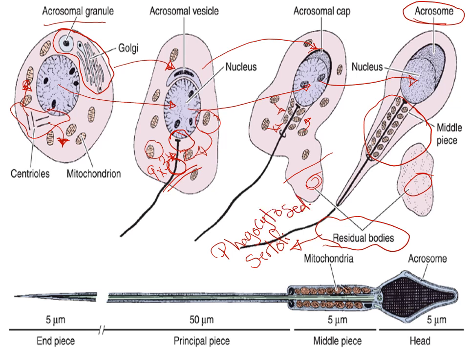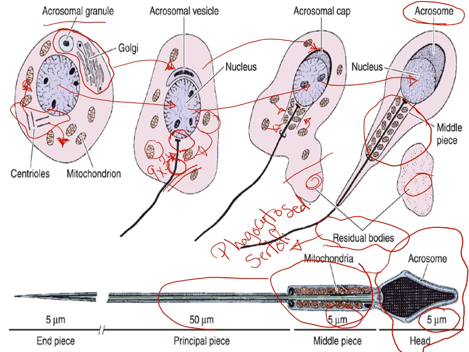Okay, then it would form the mature sperm. The structure of the mature sperm is formed of a head, which is 5 micrometer in diameter, middle piece 5 micrometer in diameter, principal piece, which is the flagella, 50 micrometer in diameter, and then the end piece, which is again 5 micrometer in diameter.